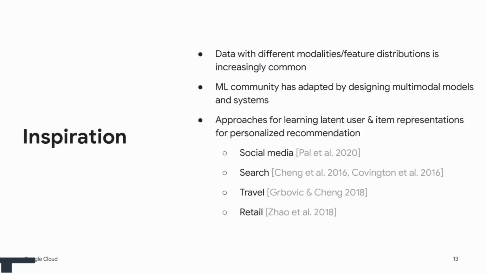Like I said, data with different modalities or feature distributions is increasingly common in practice. So the ML community has adapted with multimodal systems and approaches. In particular, there's a vast amount of literature on learning latent user and item representations for personalized recommendation. It's been applied in a variety of different contexts. The seminal paper in this, I think, is this first one from social media, PinnerSage, taking multimodal inputs like text and images and videos and using that to drive recommendations on someone's Pinterest board. But it's been applied in a variety of other areas like search, travel, and retail. So this is where we drew the inspiration for our approach.